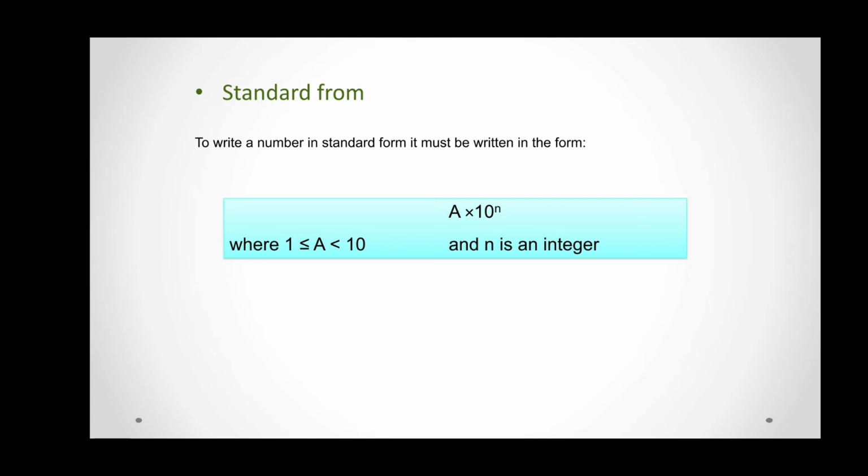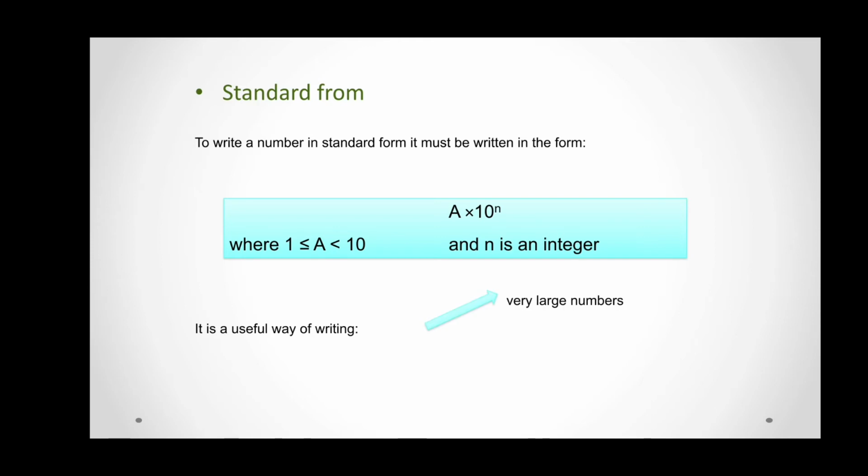Now we are going to move to standard form. So to write a number in standard form, it must be written in the form of a into 10 to the power n. But a should be in between 1 and 10. That is not equal to 1. That should be in between 1 and 10 number. And n is an integer.